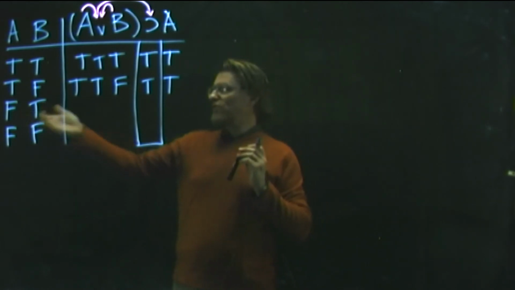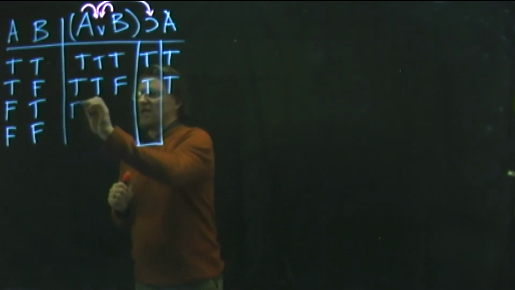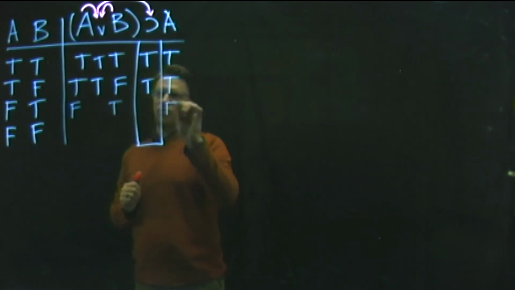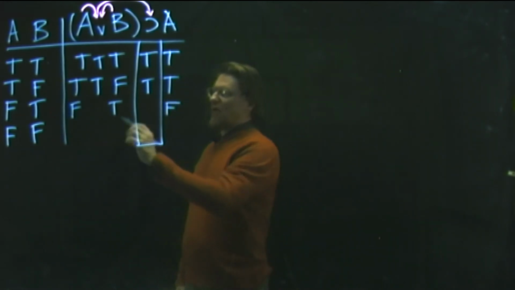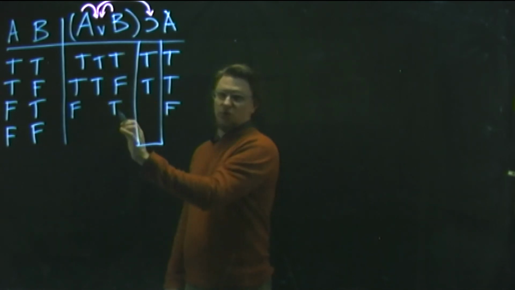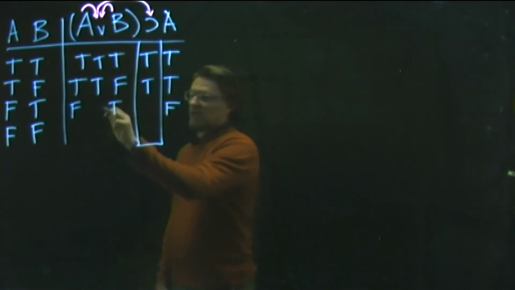We go to the third row, in which case A is false and B is true. And again, we plug those values in across the way. And so now we're looking at false, wedge, true. False, wedge, true is, again, true.